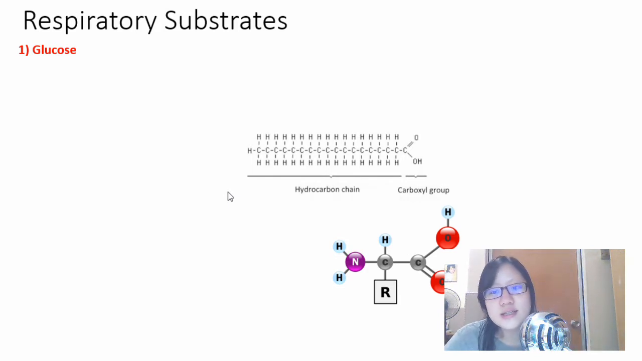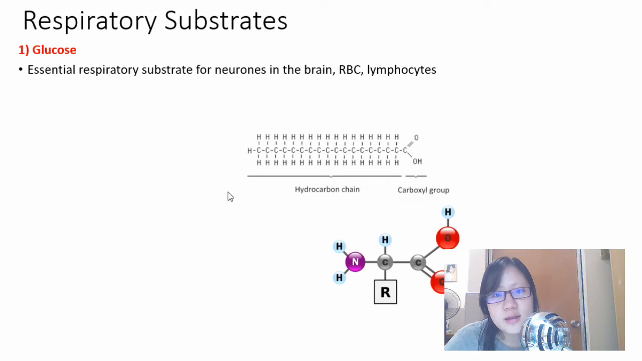And actually, it is essential in neurons in the brain, red blood cells and lymphocytes, which solely use glucose as a respiratory substrate. So neurons in the brain require sugar, and that is probably why I'm hungry a lot when I'm working. Maybe, just maybe.